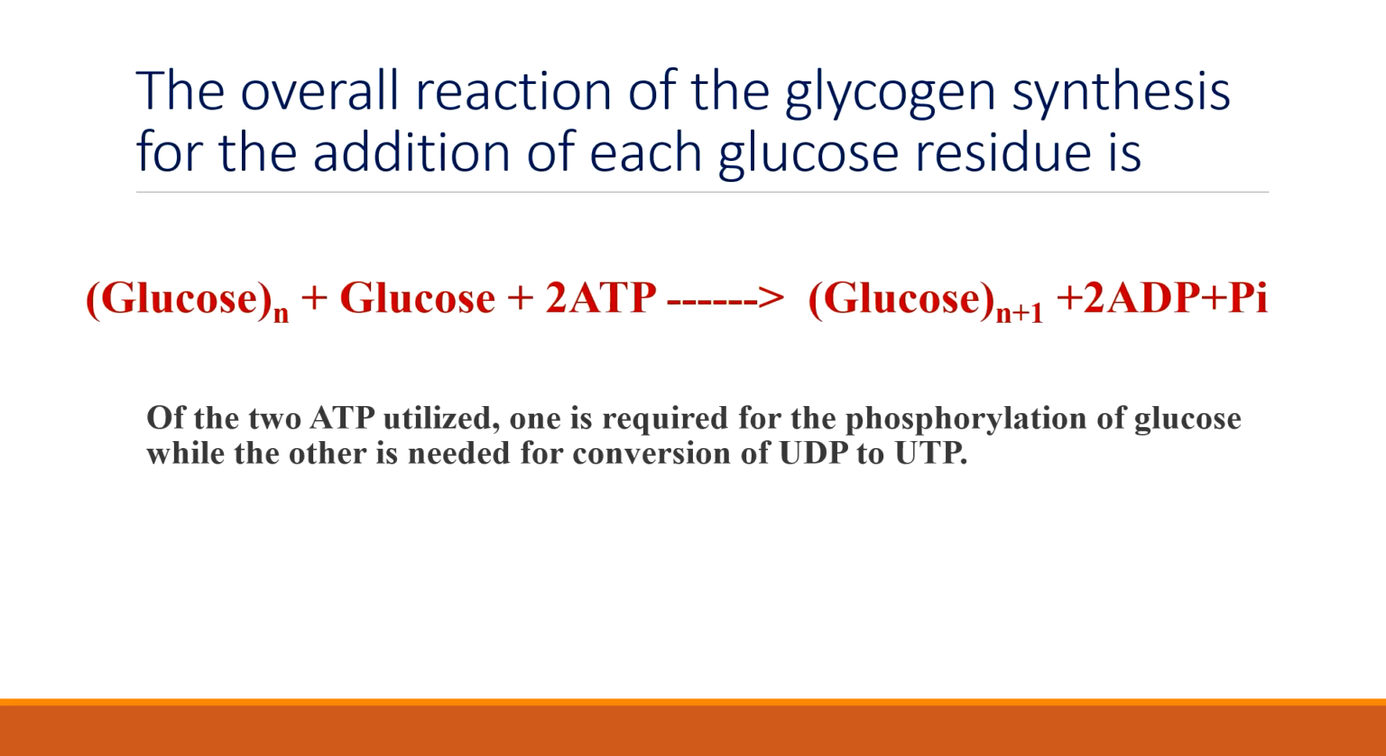The overall reaction of glycogen synthesis for the addition of each glucose residue is like this. You have glucose n molecules. To add one molecule of glucose to it, it requires 2 ATP molecules, and finally you will get glucose n plus 1, resulting in the formation of 2 ADP and Pi. Out of these two ATP, one is used for the phosphorylation of glucose, where you get glucose 6-phosphate, while the other one is used for the conversion of UDP to UTP.